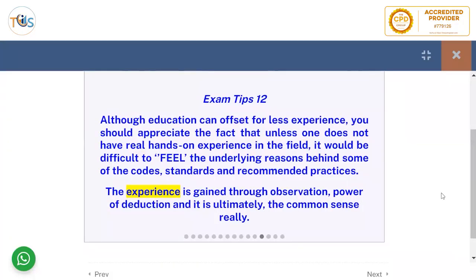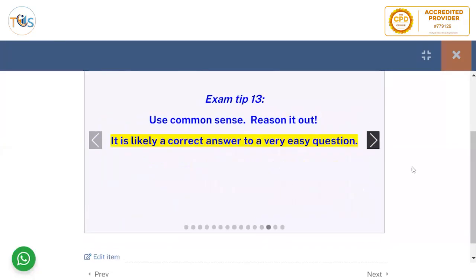Although education can offset less experience, you should appreciate the fact that unless one has real hands-on experience in the field, it would be difficult to feel the underlying reason behind some of the code standards and recommended practices. That's why we brought a lot of pictorials, PowerPoint presentations and a lot of explanation, as well as question answers, so you get the feel of that practical experience. They can complement that.